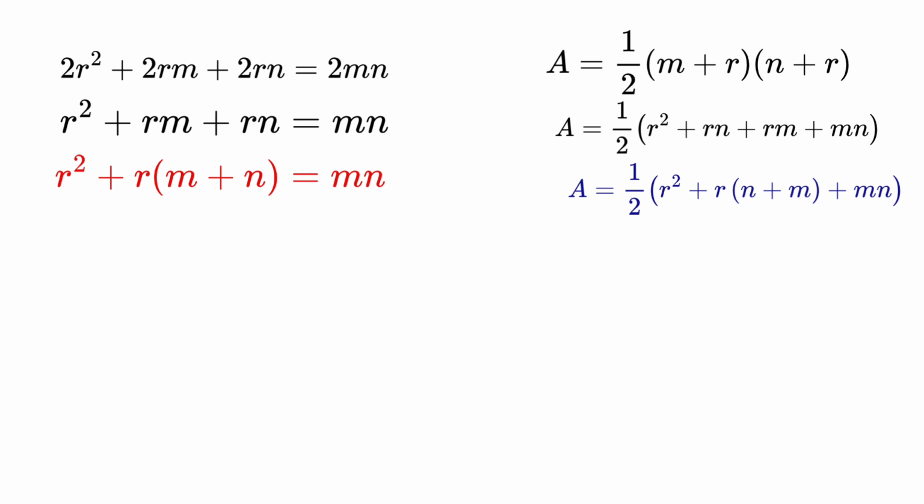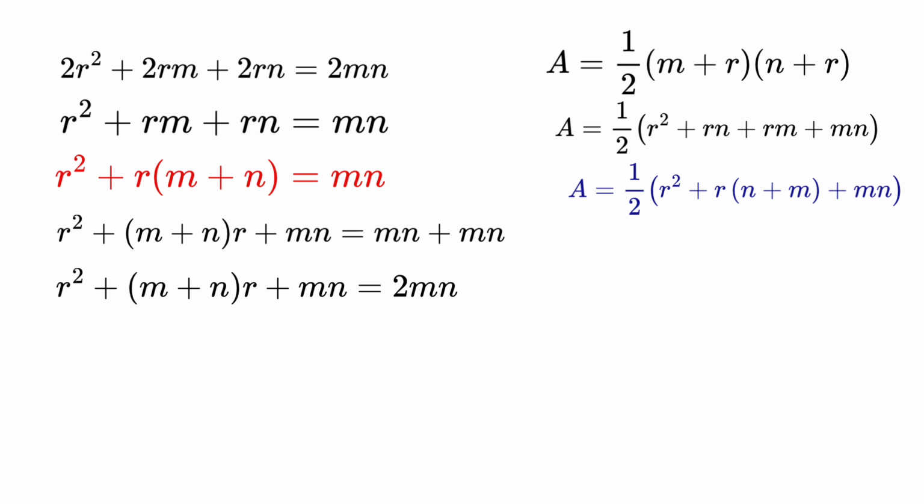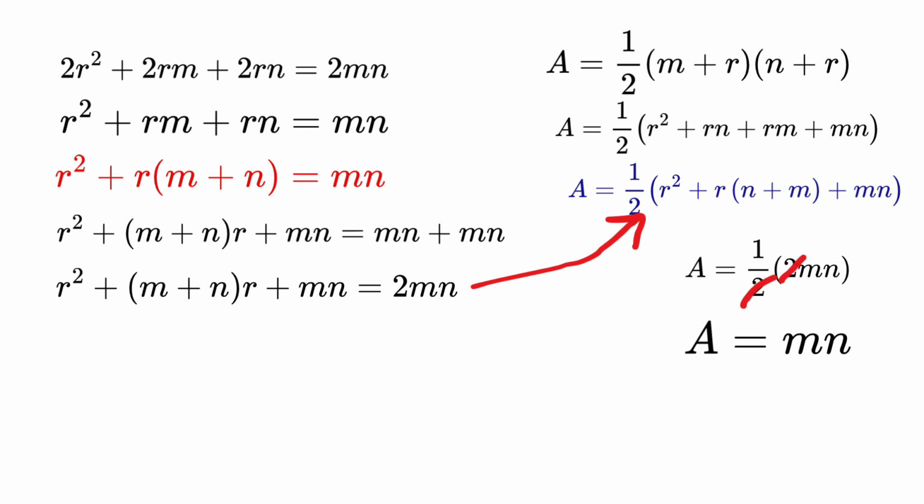If we add mn to both sides of the equation, we obtain r squared plus m plus n into r plus mn equals mn plus mn, and it becomes 2mn. Notice something remarkable here. The left-hand side is exactly the same as our earlier expression for twice the area of the triangle. Therefore, the area of the right triangle is simply mn.